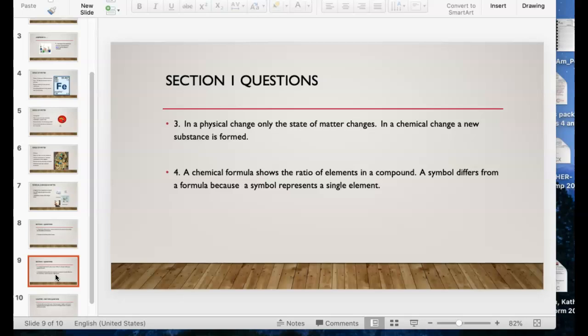You can have a physical or chemical change. Question 4 is asking you, well, what's the difference between a formula and a symbol? A symbol helps you identify which element or elements are involved in the compound. A formula shows the ratio of those elements in a compound. When we talk formulas in science, we're either talking about a formula to help us identify what elements are in a compound, or a formula for a math equation, and pretty much we would let you know which one we're asking for.